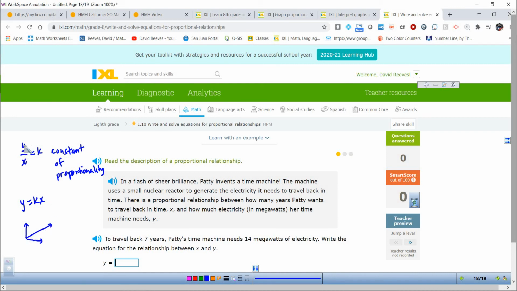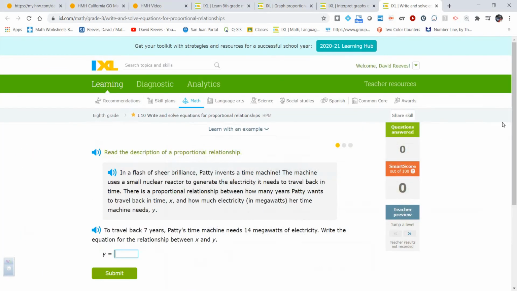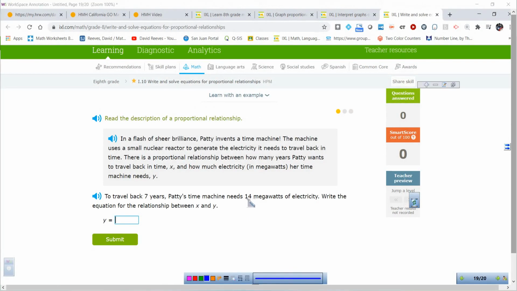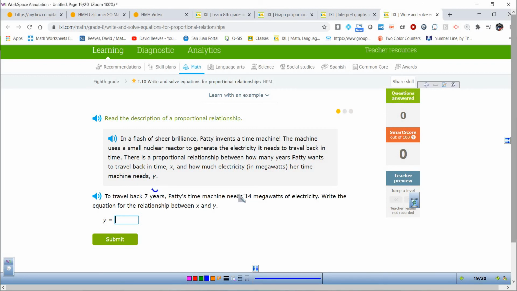And then we know that if you're in a table, just like points on a graph, y divided by x will always be a constant. All right, just a quick review before we dive in here. Okay, I'm just going to skip down to the nitty-gritty. To travel back 7 years, Patty's time machine needs 14 megawatts of electricity. Now it is good to know which one is x. So time is x and electricity is y. Remember, y divided by x is equal to k, and y is equal to kx.